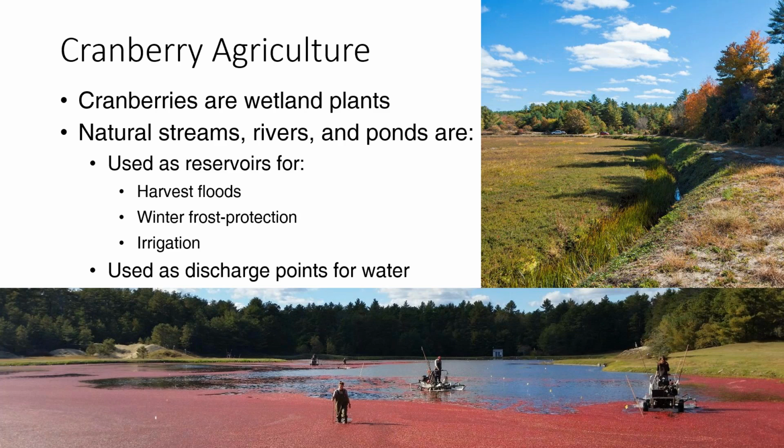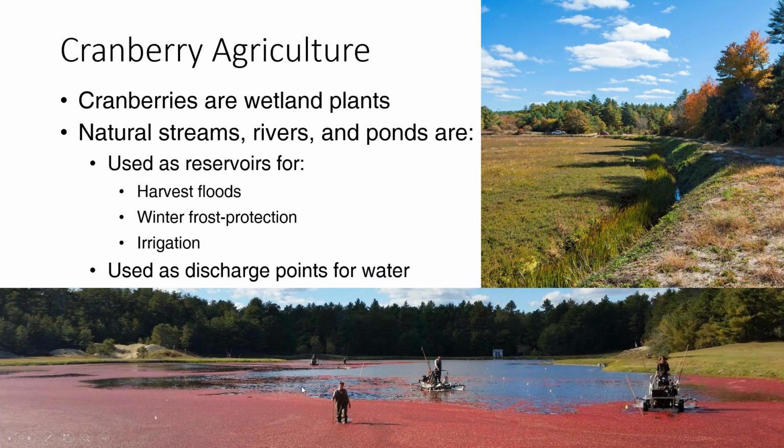And the way water is controlled is generally to just put boards into the control structures that block the water or hold the water onto the bog, so they can either hold the water on or let it pass through. And these bogs are closely linked to natural streams and rivers and ponds, and they use those as reservoirs to pull in water for harvest floods.